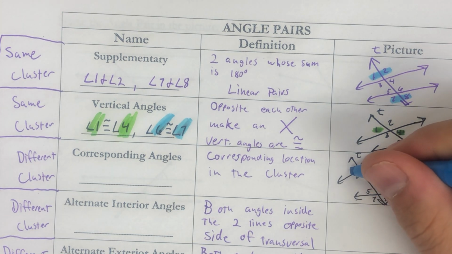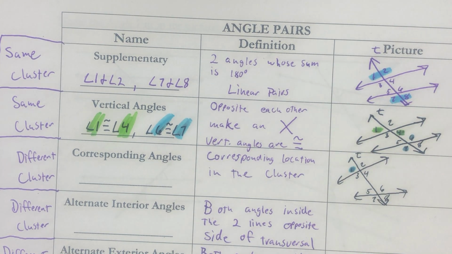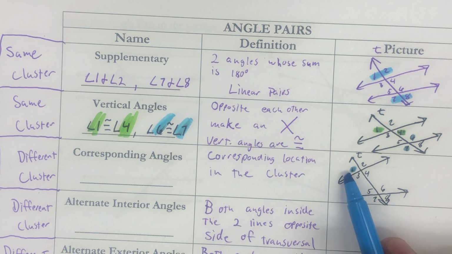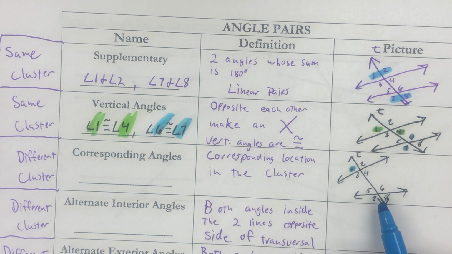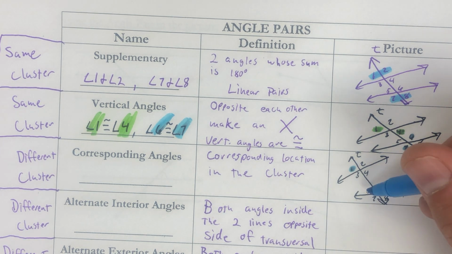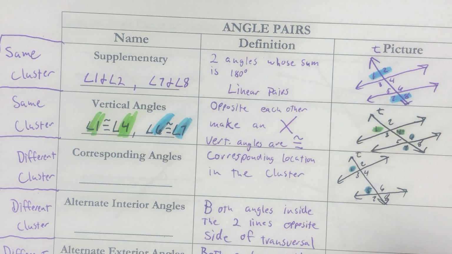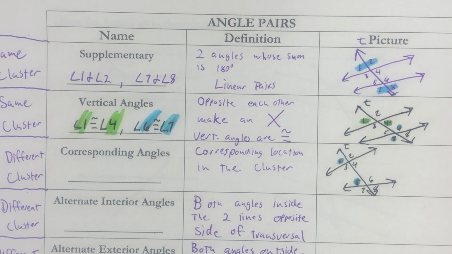So if I look at the top cluster and just choose angle 1, angle 1 is on the top of the line and to the left of the transversal. So if I go down to the other cluster, for it to be on top of the line and to the left of the transversal, that would be angle 5. So angle 1 and 5 are corresponding.